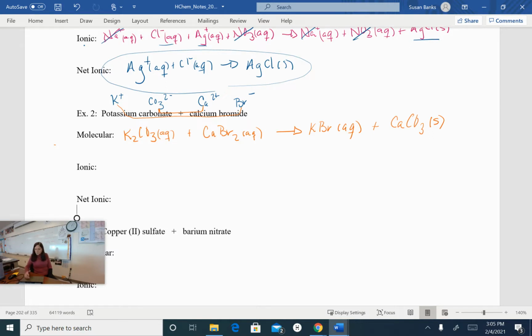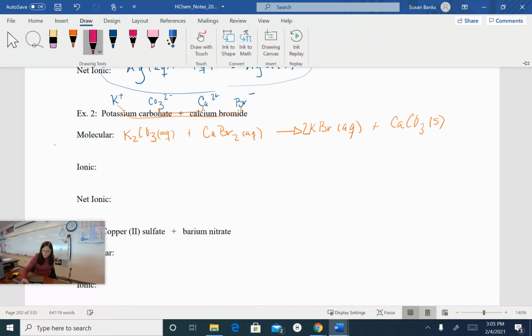Let's go back through and balance it. Hopefully you realized as we were drawing this out, we need to put a 2 here. Okay, we good with that? All right, so our ionic equation, anything that is aqueous, we are going to break apart into the individual ions. Anything that is solid, we're going to keep together. Okay, so potassium carbonate.